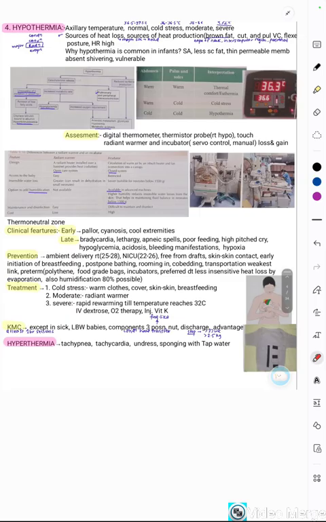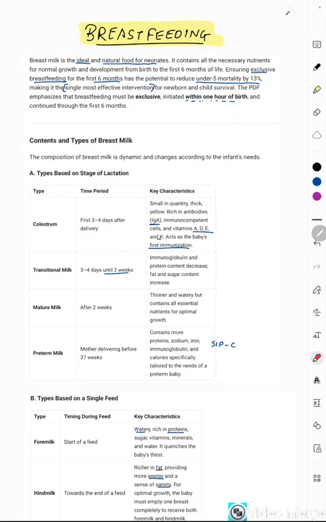Now, hyperthermia also presents with tachypnea, tachycardia, and the management for this is simply undressing the baby and tepid sponging is done. A very important topic, that is breastfeeding.